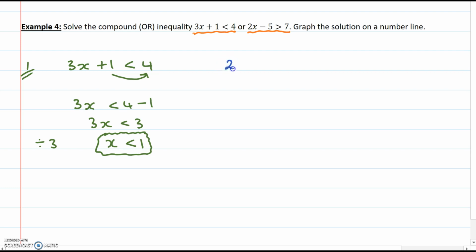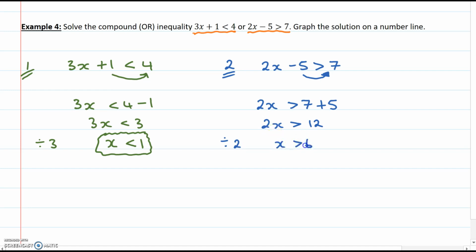Now let's look at the second inequality, which was 2x minus 5 is greater than 7. Again, since it's a simple inequality when taken one at a time, we want to get the x on its own on the left hand side, which means moving that negative 5 across. If we do that, we get 2x is greater than 7. When the negative 5 moves across, it changes sign and becomes plus 5. So 2x is greater than 12. We want the x on its own, so we'll divide by 2, and that gives x is greater than 6. And that's another step in getting to our final solution.